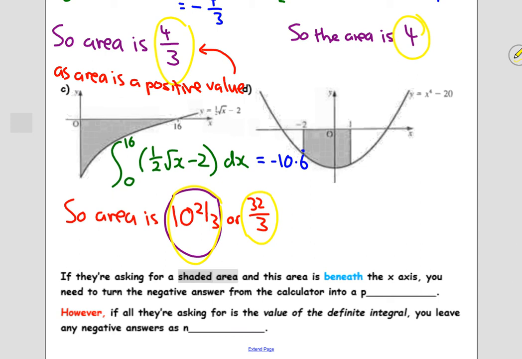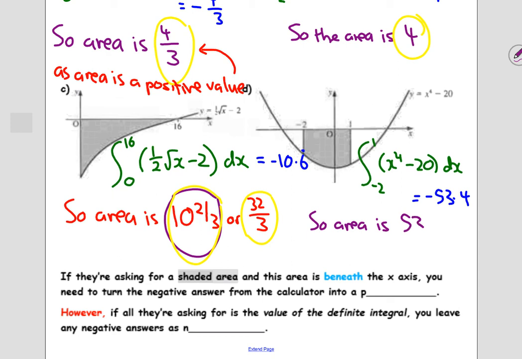You do your little tweak. What's our lower limit? Negative 2 and upper limit 1. Okay. And we need a bracket. Which equals negative 53.4. Yeah, definitely negative, isn't it? So it'll be below the curve. 53.4. So the area is?